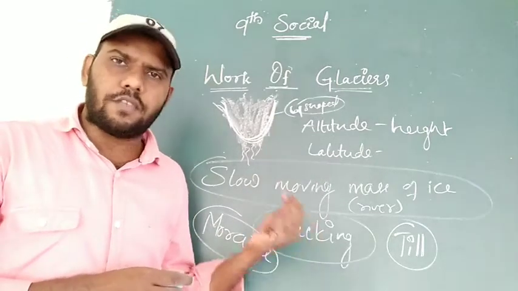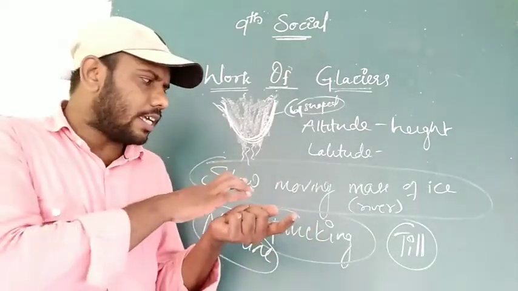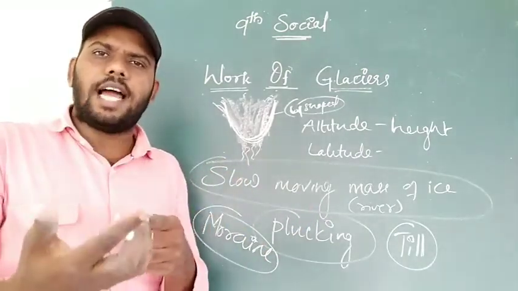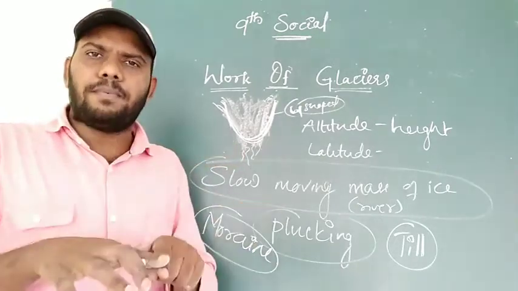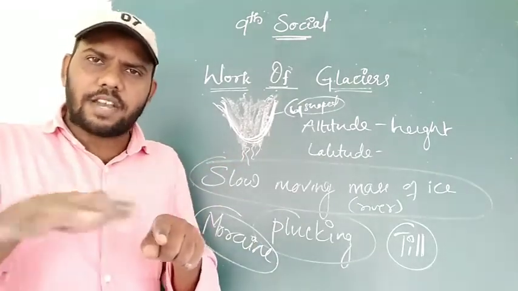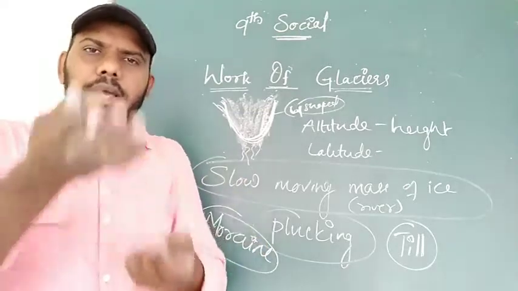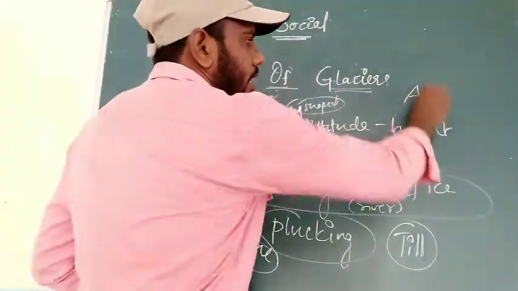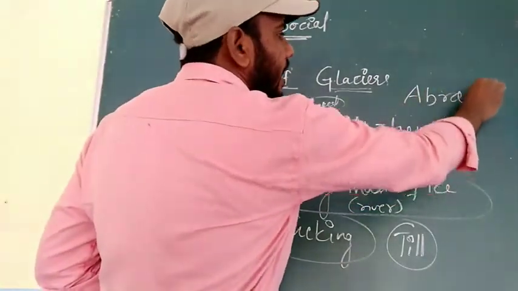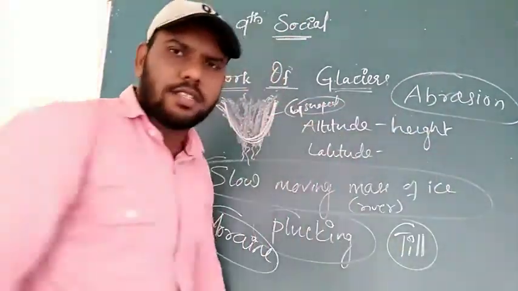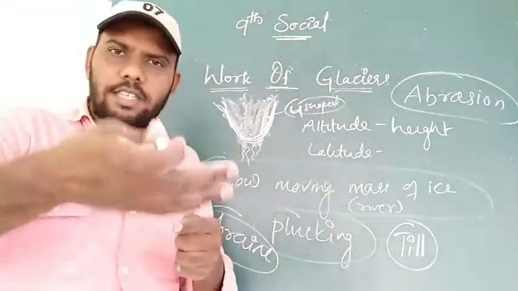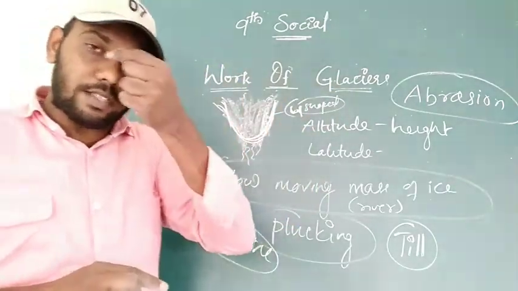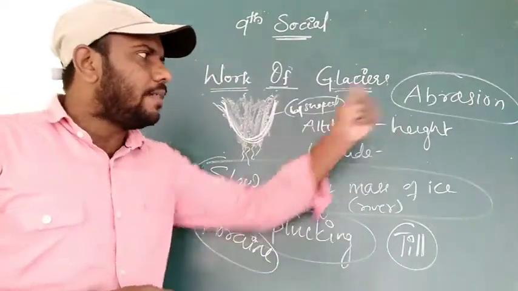And these small pieces of rocks as well as the ice together act as a sandpaper, rub over the surface of the rocks and take away the bedrock also. Got it, children? That process we call abrasion. Remember, abrasion. Abrasive means removing or rubbing over the surface. So here two processes are happening: plucking and abrasion.